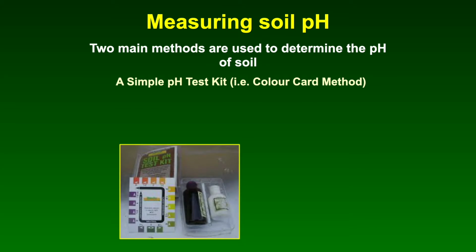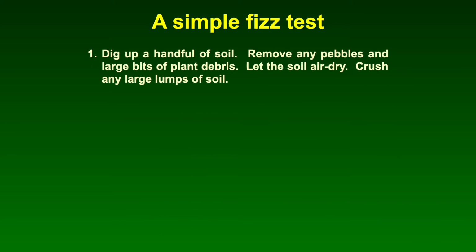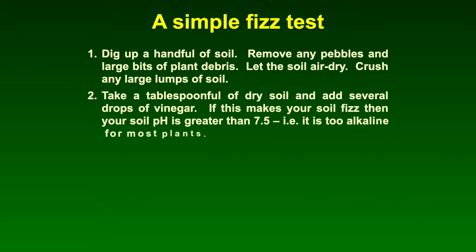Some pH meters can be complicated for beginners to use correctly and to interpret the results. A third way is the fizz test. Do this very simple test, and if your soil does not fizz, then it's probably okay for growing plants.